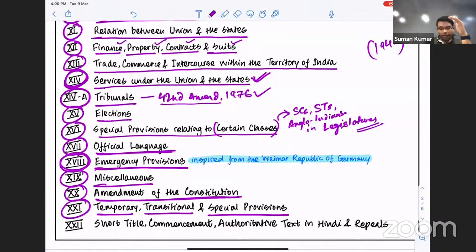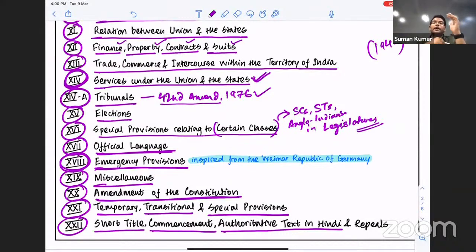And इतना आप लोग कर लिए, from 1 से लेके 21 तक आप कर लिए, which leaves you the last part, which is in general: short title कि how the constitution will be referred, commencement, that is how the constitution कब से effect में आएगा, क्या है क्या नहीं, and authoritative text in Hindi, that is जो constitution है originally if it was written in English उसका हिंदी संस्करण, and उसके बाद repeals.